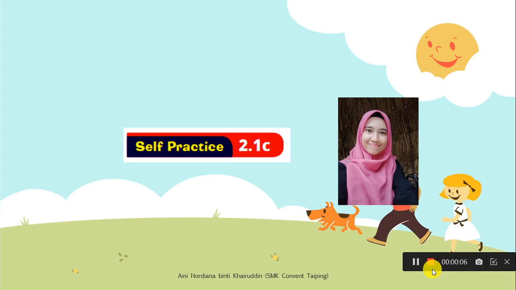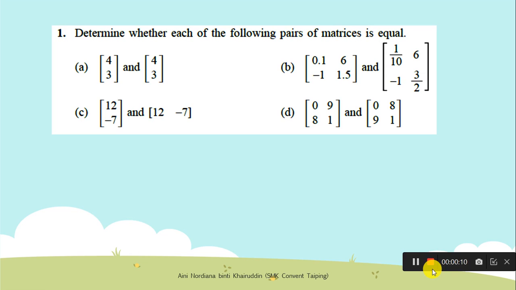Today we are going to discuss practice 2.1c. So this is the question for number 1. Determine whether each of the following pairs of the matrices is equal. Okay, have a look at question A.